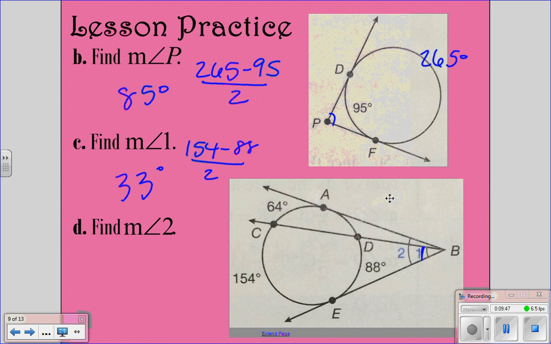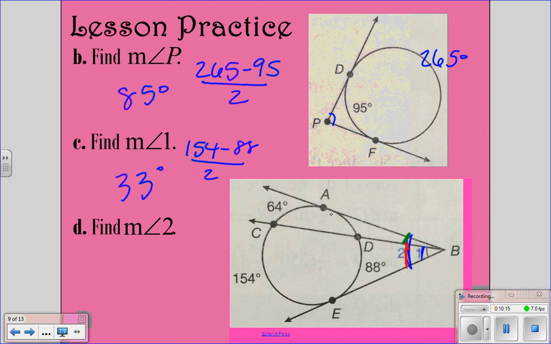Okay, for D, we're going to find the measure of angle 2. So that is this whole part here. So there are two ways that you can do it. You can either remember that this angle here that I'm going to draw in red, this part of the angle is 33, and then you need to find this green part of the angle here, or you can find the whole big angle 2.